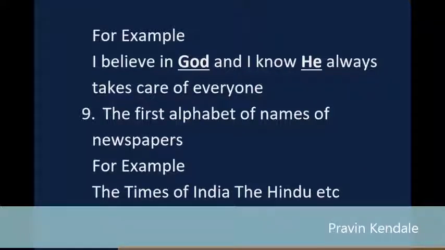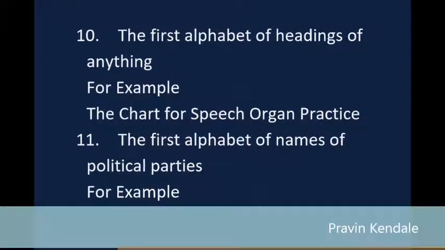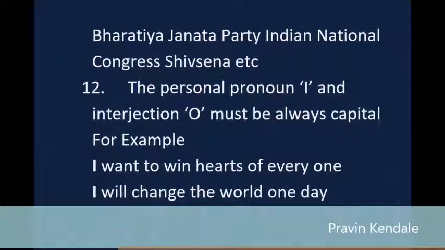9. The first alphabet of names of newspapers. For example, The Times of India, The Hindu, etc. 10. The first alphabet of headings of anything. For example, the chart for speech organ practice. 11. The first alphabet of names of political parties. For example, Bharatiya Janata Party, Indian National Congress, Shiv Sena, etc.